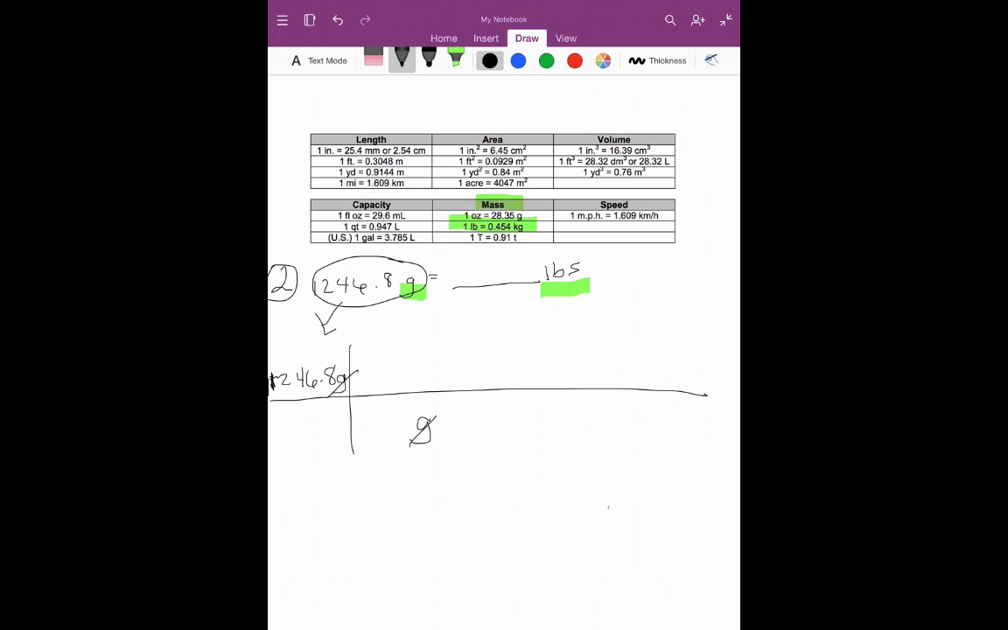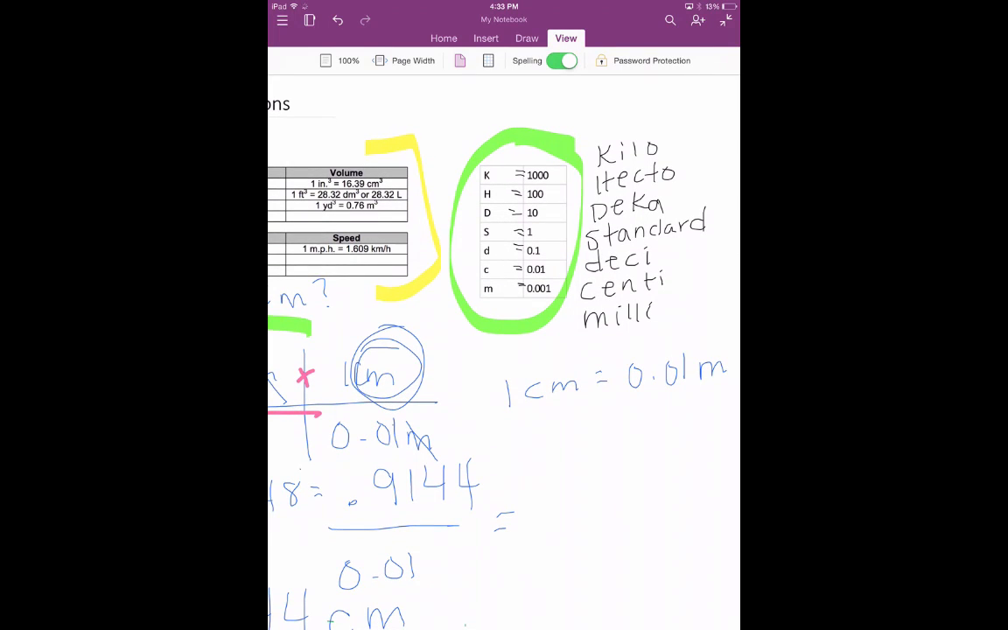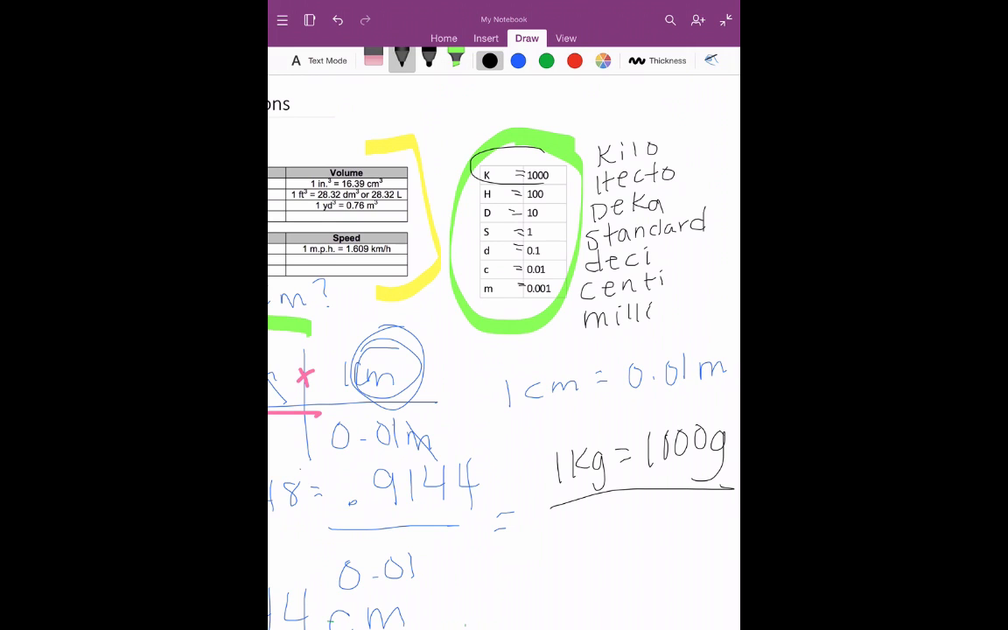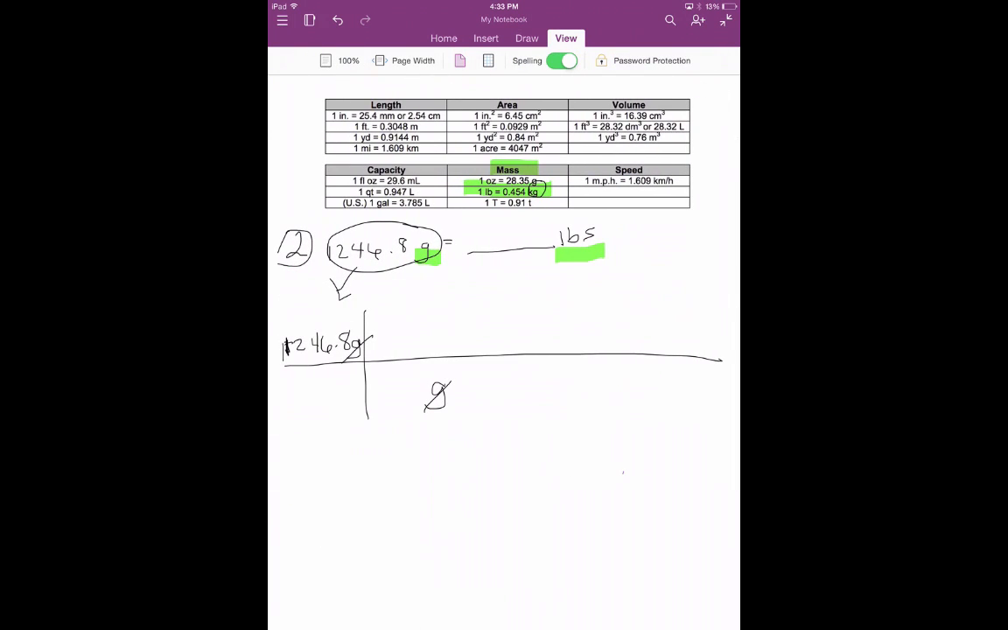However, our conversion factor is in kilograms, which means we need to convert between grams to kilograms. So we need to go back to our conversion factors. We know that 1 kilogram equals 1,000 grams. This will be the conversion factor, I got it from right here, that we're going to use in our problem. So we have 1,000 grams per 1 kilogram.